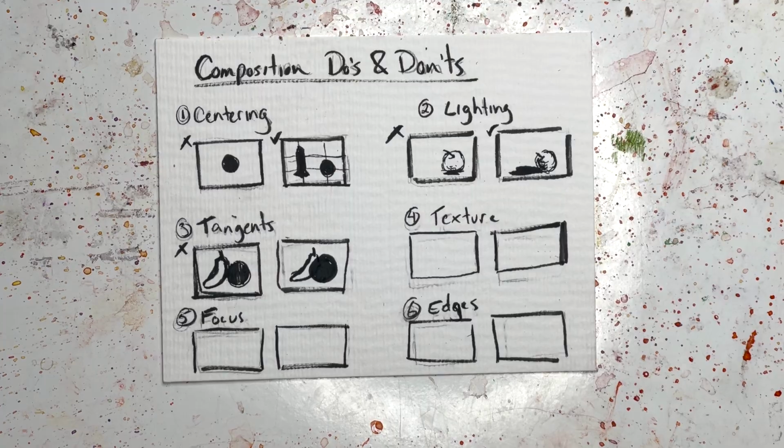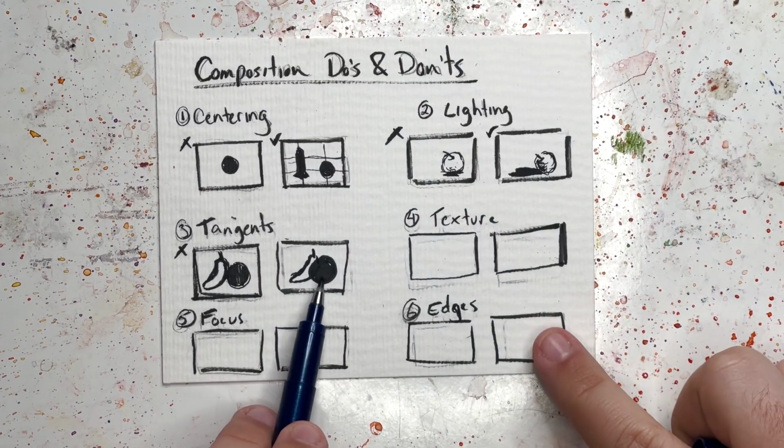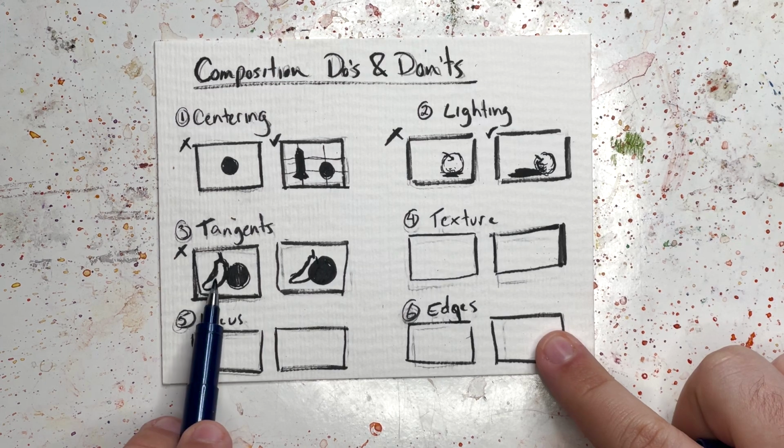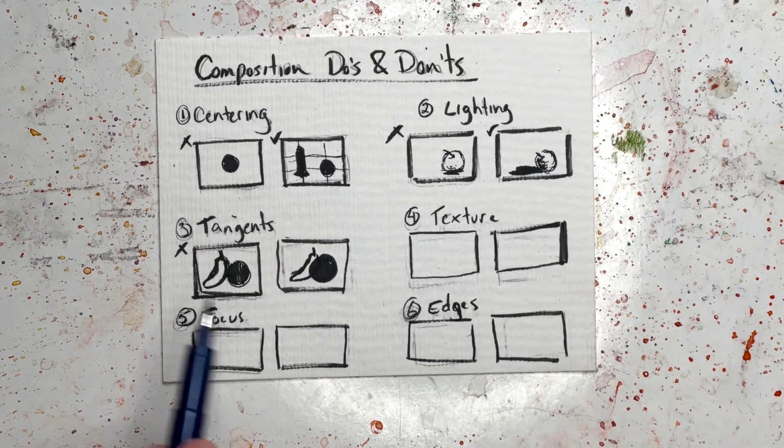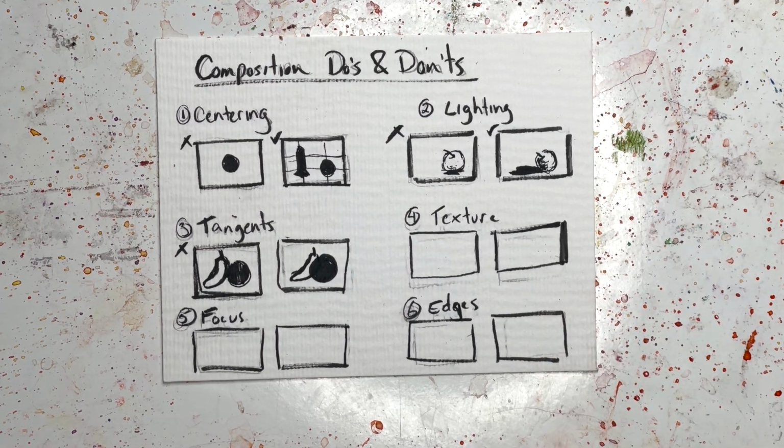It's hard to explain, but your brain understands it intuitively. This is more interesting. It creates more depth than this does. It looks very flat when everything is perfectly next to each other.